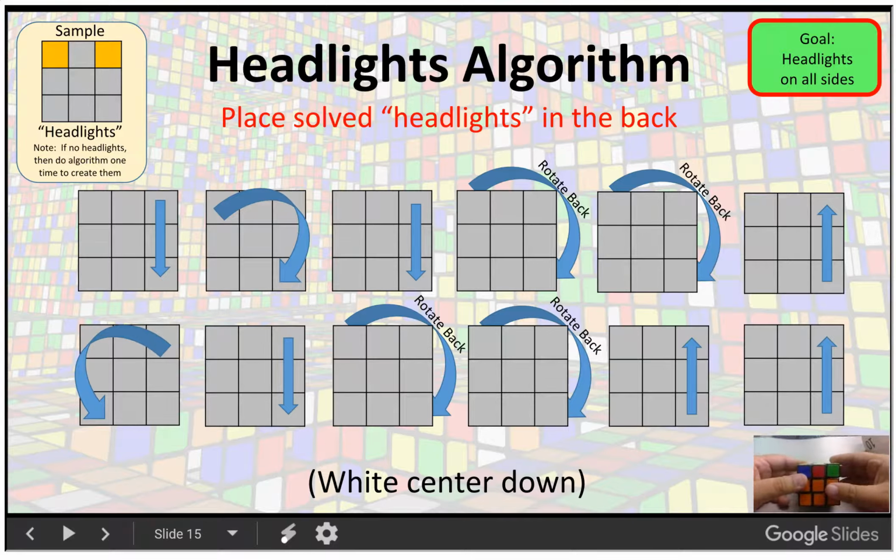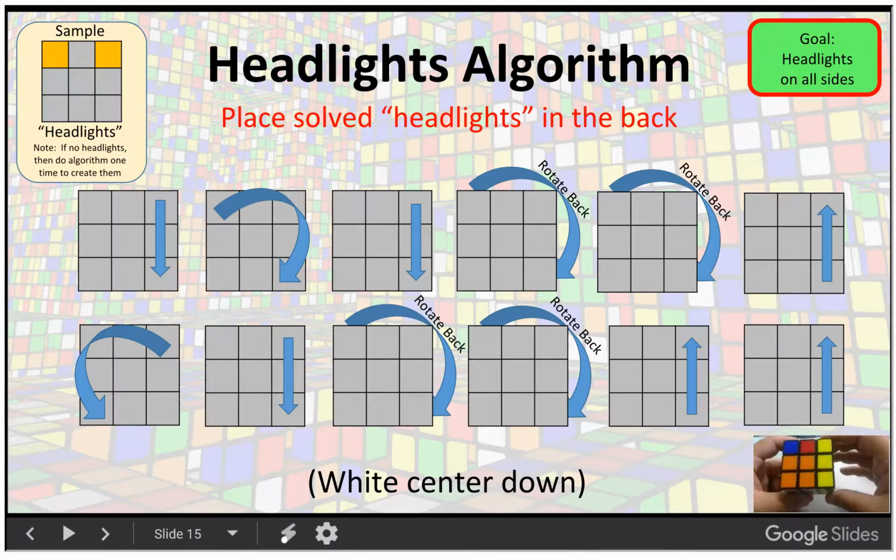Now if you don't have any headlights, you have a solid yellow top with no headlights, then you can just start on any side. You're going to do this algorithm as many times as you need to. Now after the first time you do it, it's guaranteed you will have headlights. Put the solved headlights in the back. And so here, the algorithm's a little bit different.